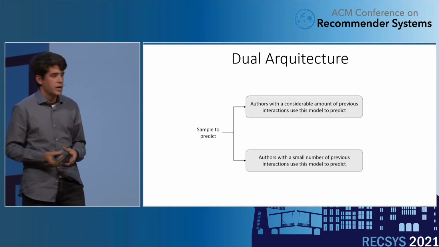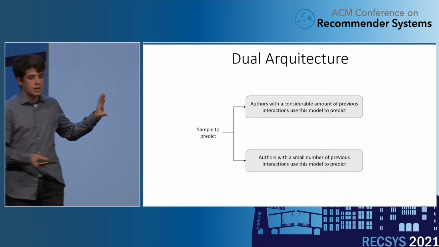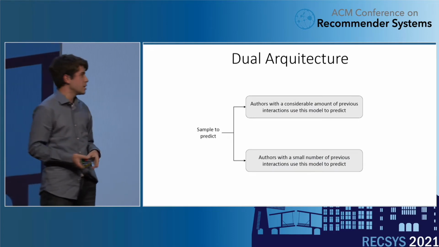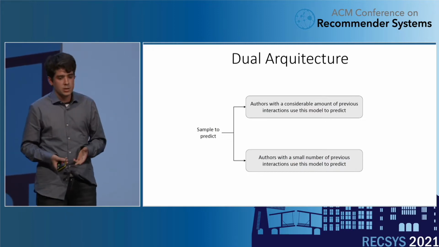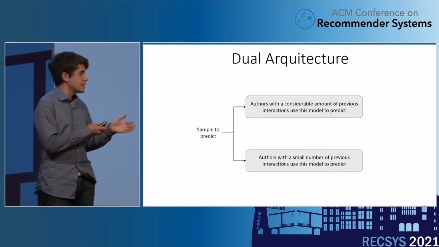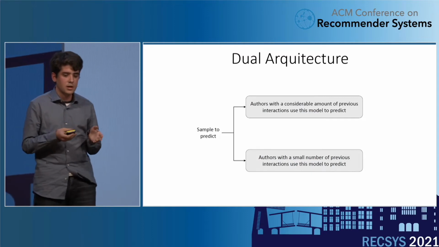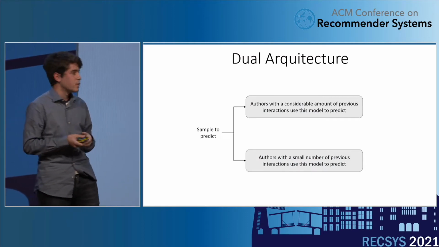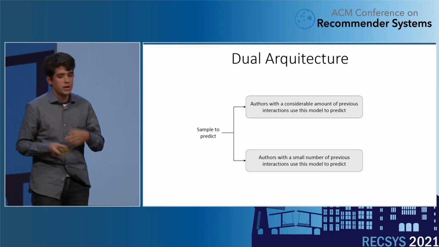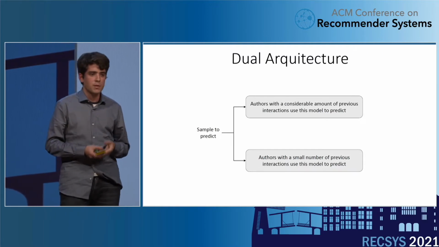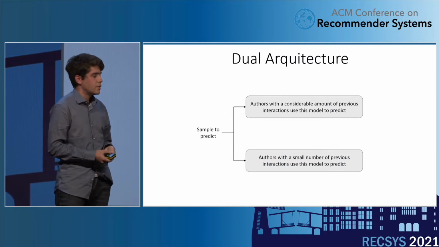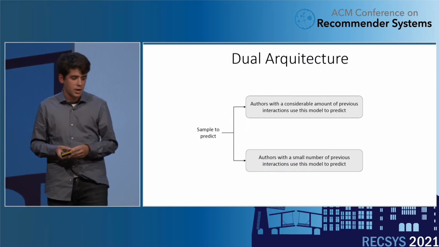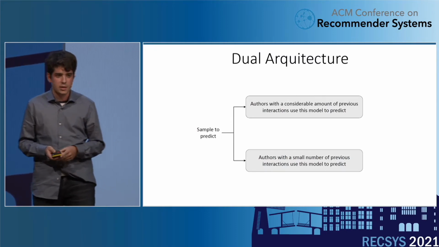So at the end, our architecture, this is just a previous slide to the actual model, but just to be clear, if we have a sample to predict, we divide the sample into one of two models. The first one is when you have enough samples to compute the popularities, and the other one is when you have very few samples, and we evaluate them using the cold start model.